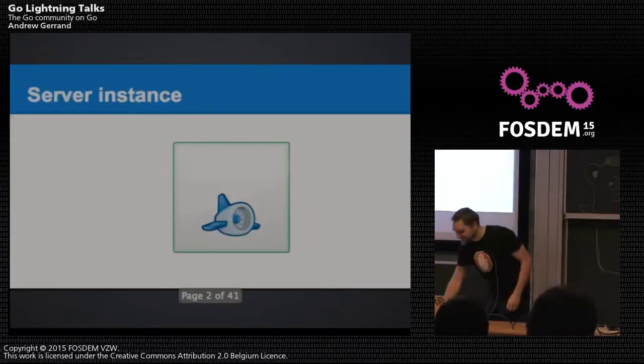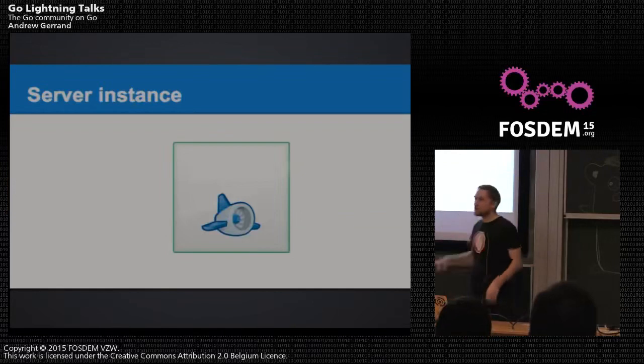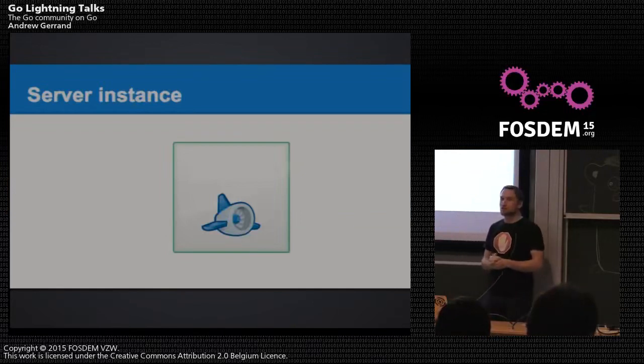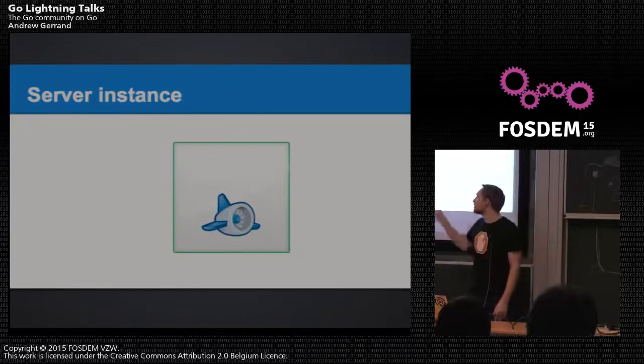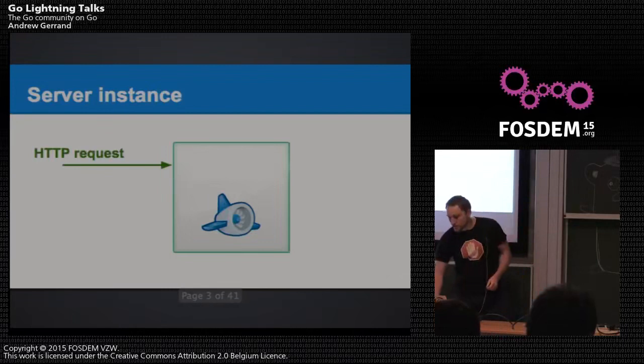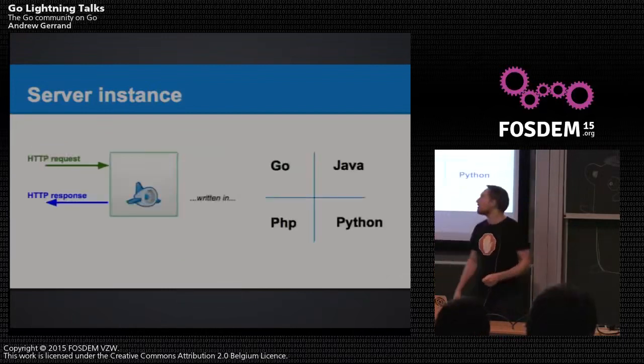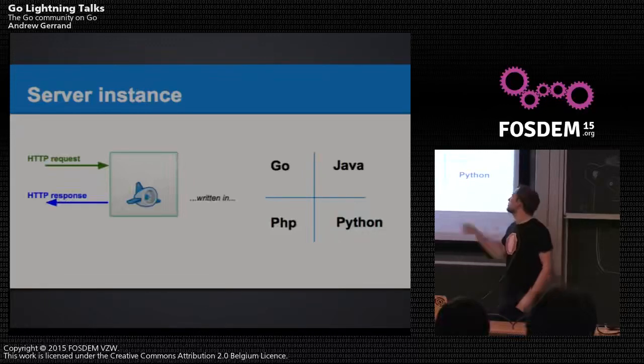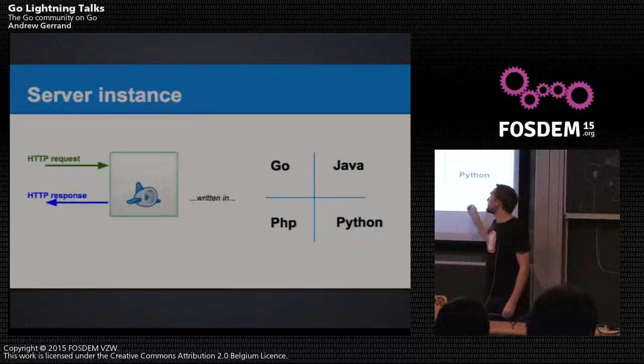Thank you. So this is a server instance. App Engine is a platform as a service. So you give code and it runs the code, specifically web servers. So HTTP in, HTTP out. And you can write your code either in Go or in Java or in PHP or in Python.